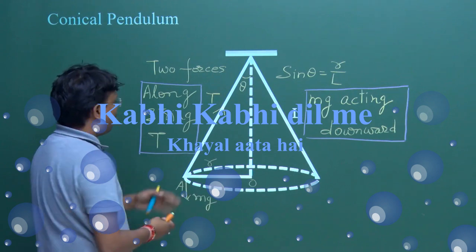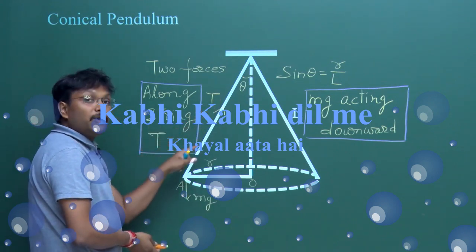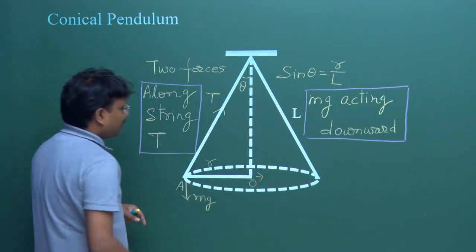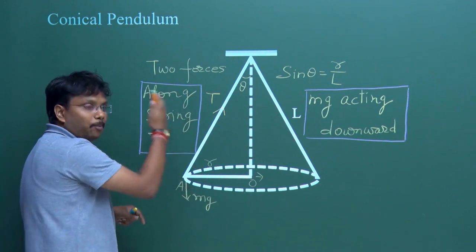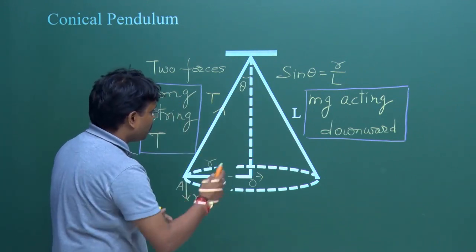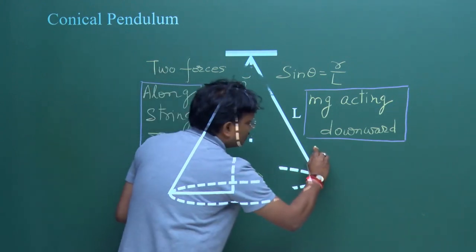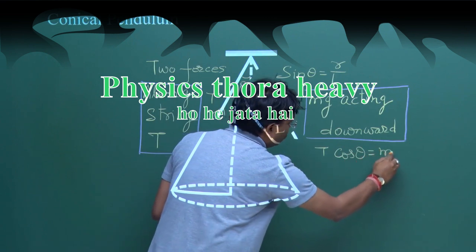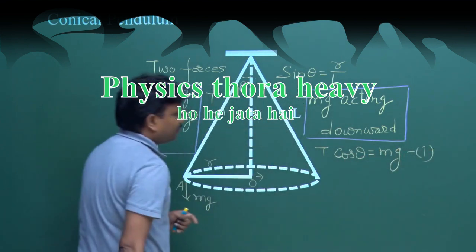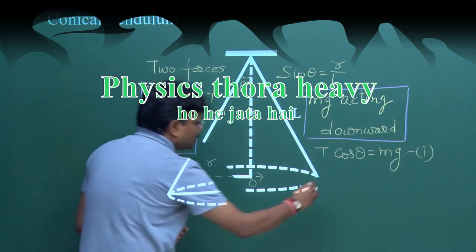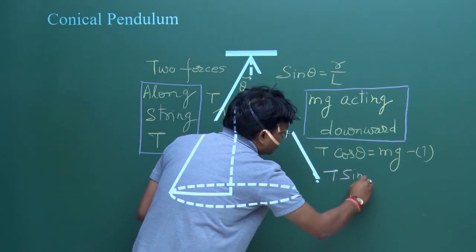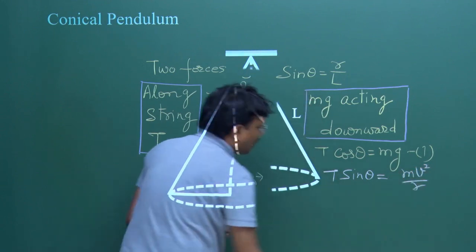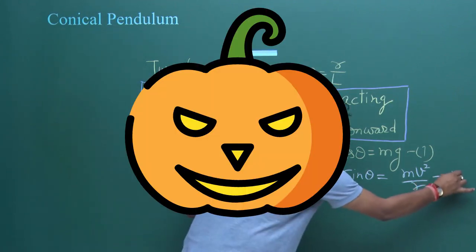Once again, please take a look here. Now there are two components of tension possible, one along this direction, this dotted line, and another vertically upward. So let me write down the equations: T cos theta is equal to mg, equation number 1, and T sin theta is equal to mv square over r, where R is the radius, equation number 2.